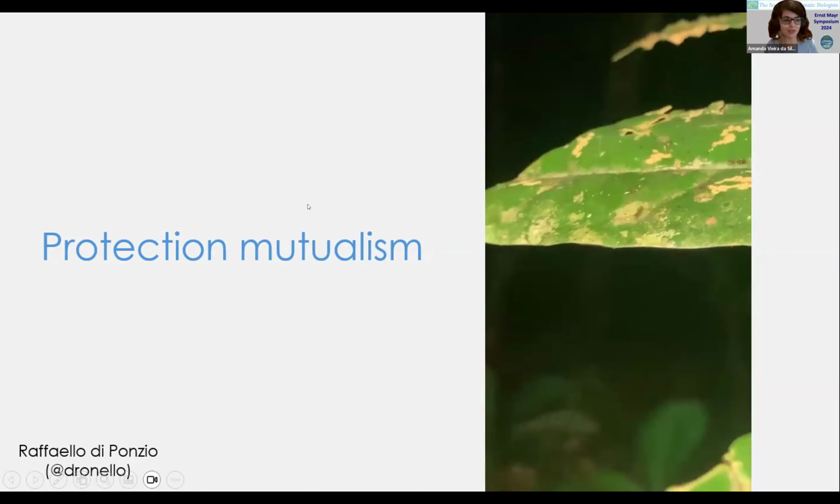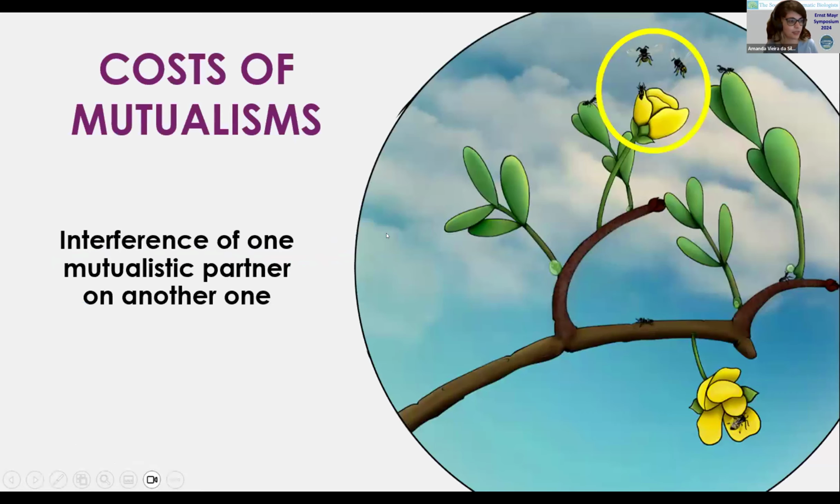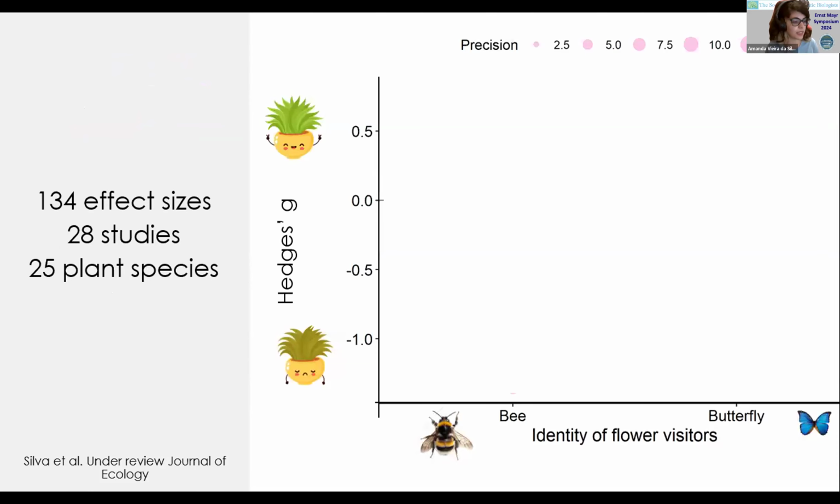So if they are really aggressive against herbivores, they can also be aggressive against pollinators, right? And this is called the ecological cost of one mutualist on another, the interference of one mutualistic partner on another one. In the first chapter of my thesis, I was trying to investigate the effects of ants on pollination.